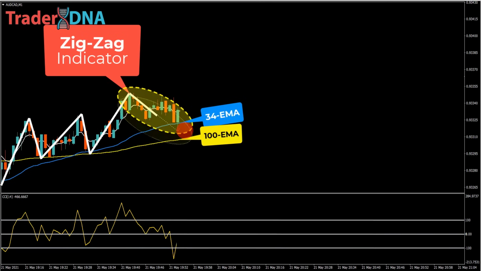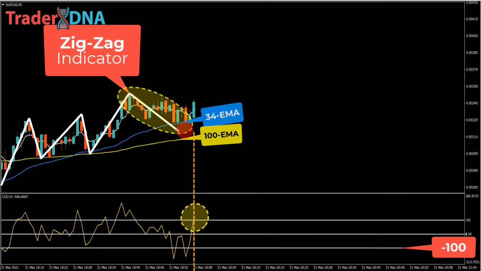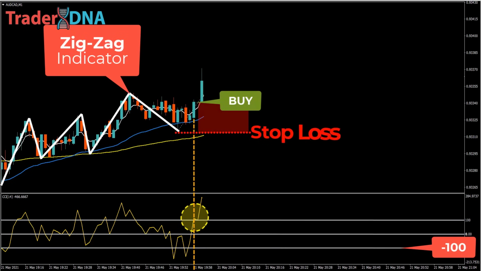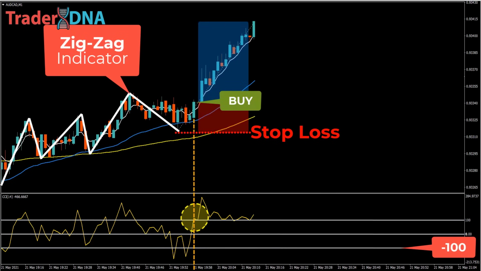At the same time, the CCI indicator drops below -100, signaling that the pullback has reached an extreme level. And now, as the CCI line climbs back above -50, or even better above +100, this is where you execute your buy entry, setting your stop loss just below the nearest swing low. And then, boom, the price explodes upward.